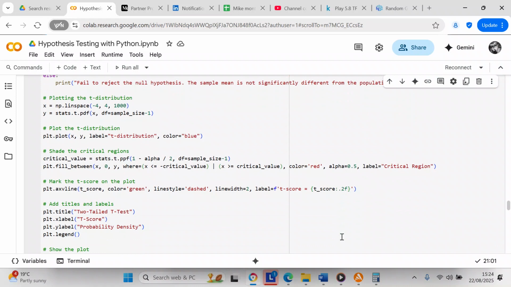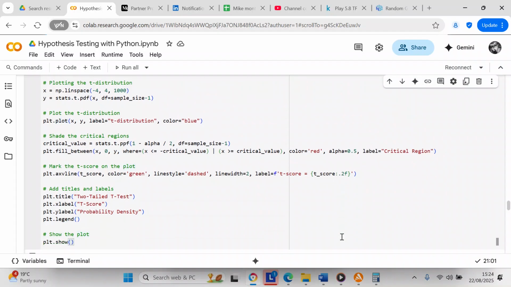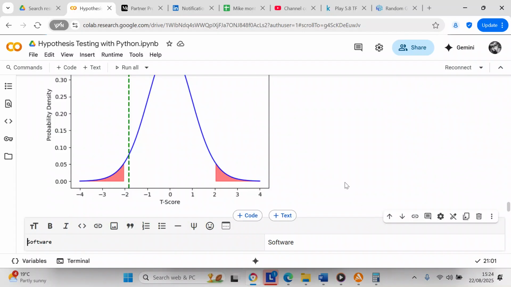So now we add our titles and our labels. The title is two-tailed test. The x label is t-score. The y label is probability density. And then you have a legend. And then we're going to show it.